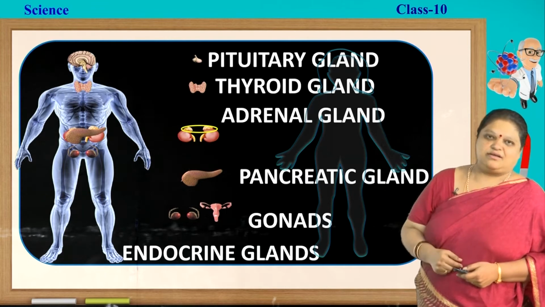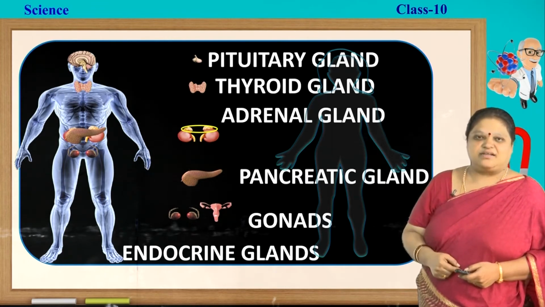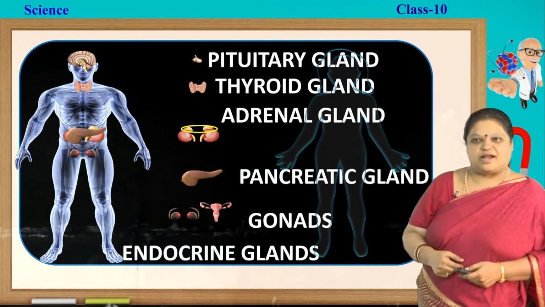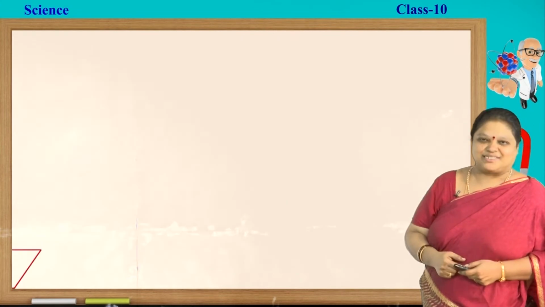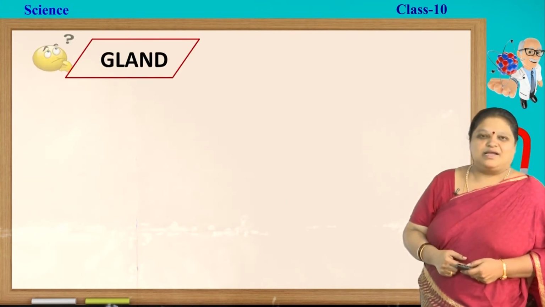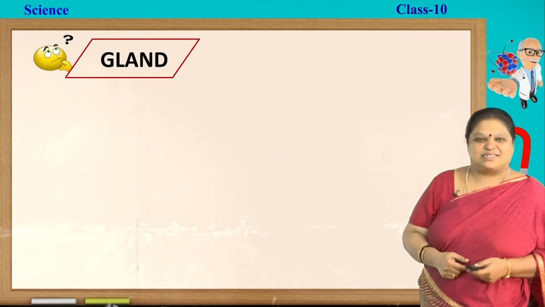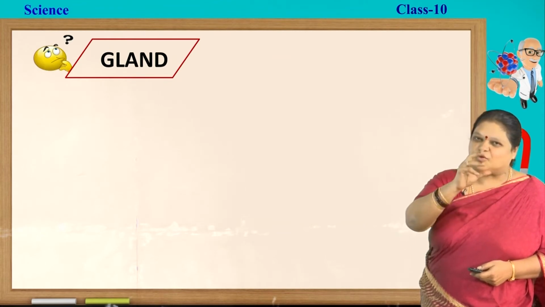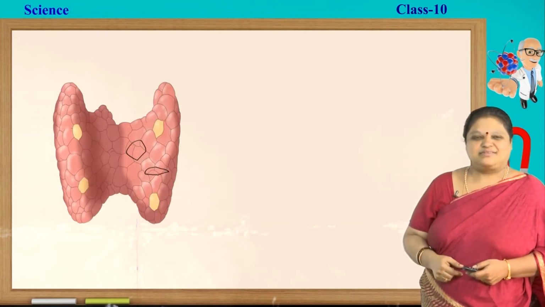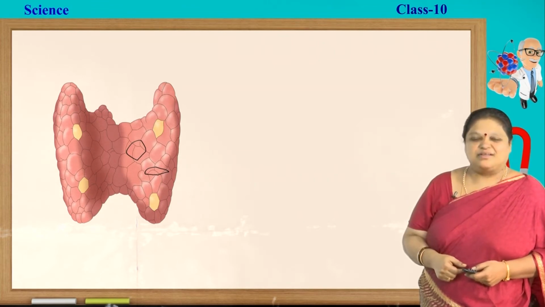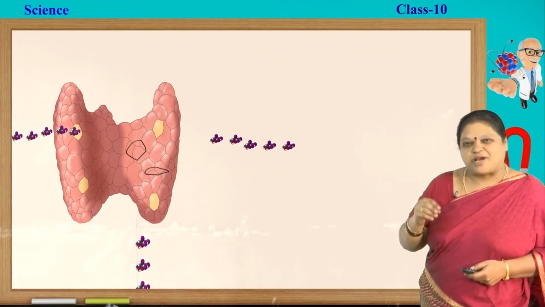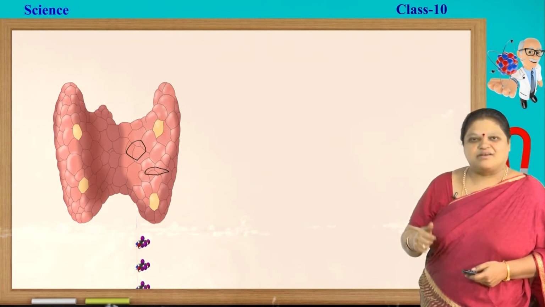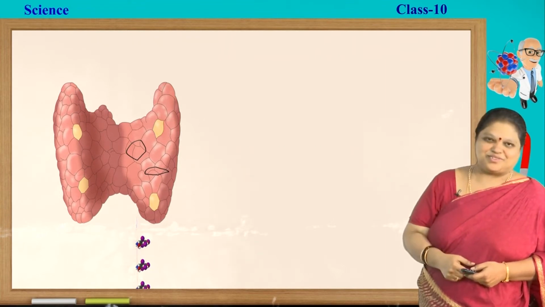Now, let us look at each one of them in detail, and I will also tell you what a gland is, since I have been saying endocrine gland, endocrine gland. So, what is a gland? A gland is nothing but a specialized cell or a specialized group of cells. These glands present in the body secrete special chemical substances. You call them chemical messengers, or hormones.